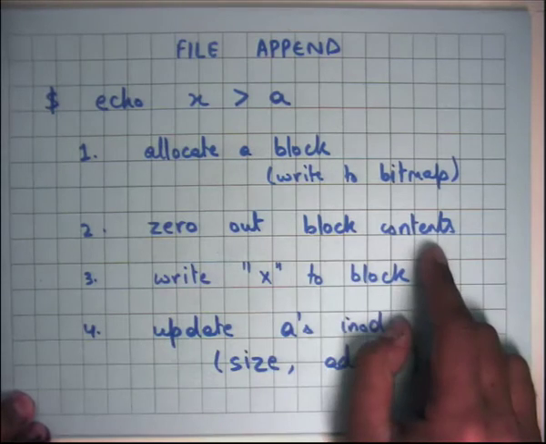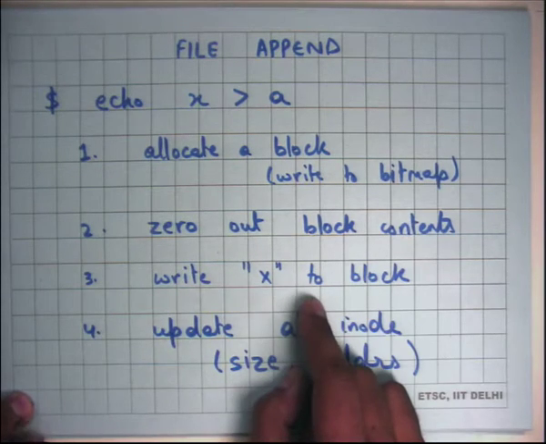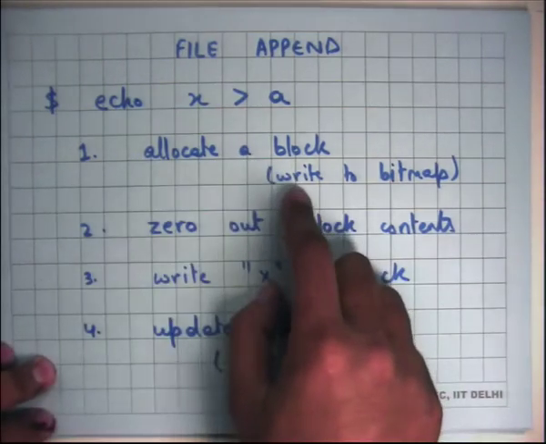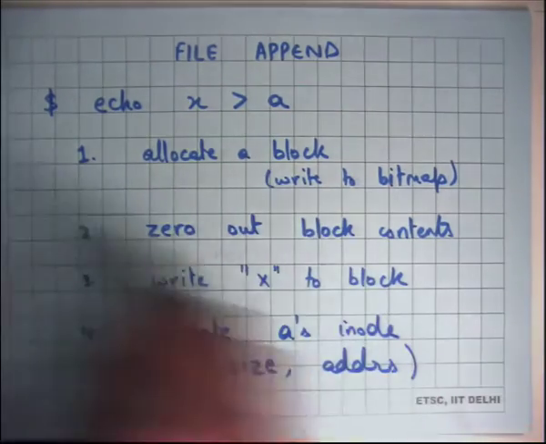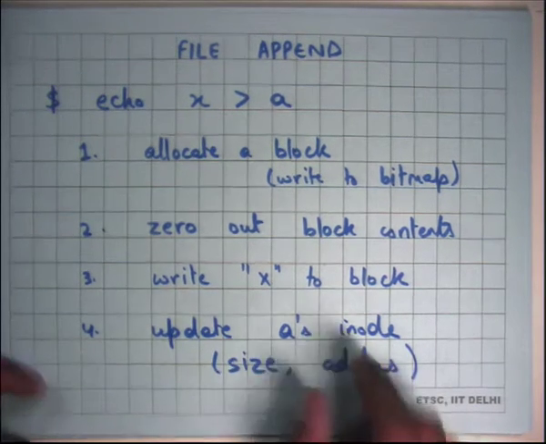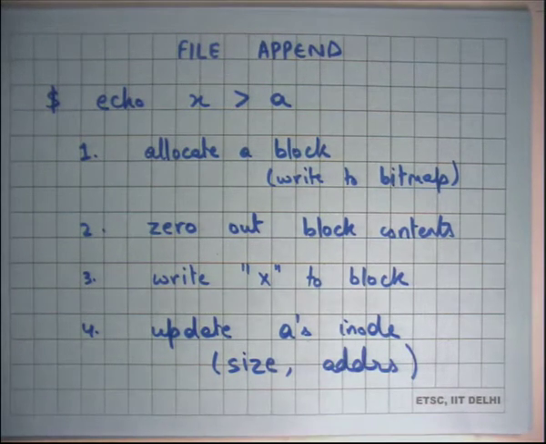Then you zero out the block contents, you write x to the block. So all this is basically being written in the block area. This write was to the bitmap area, and these two writes are to the block area. And then finally there's a write to the inode area. That's basically you update A's inode, right? Basically, why do you need to update it? You need to update the size. There's one character in it, so you update the size from 0 to 1.